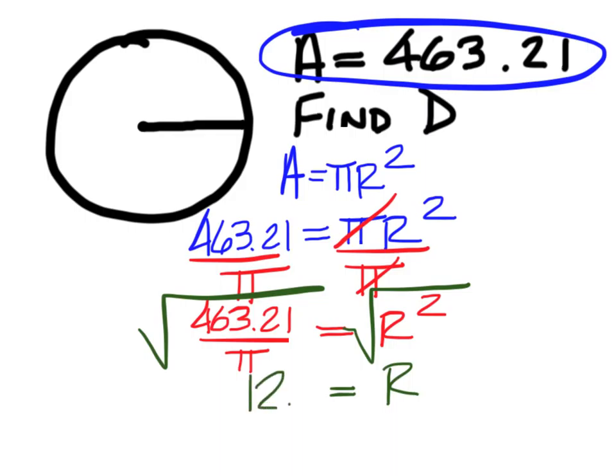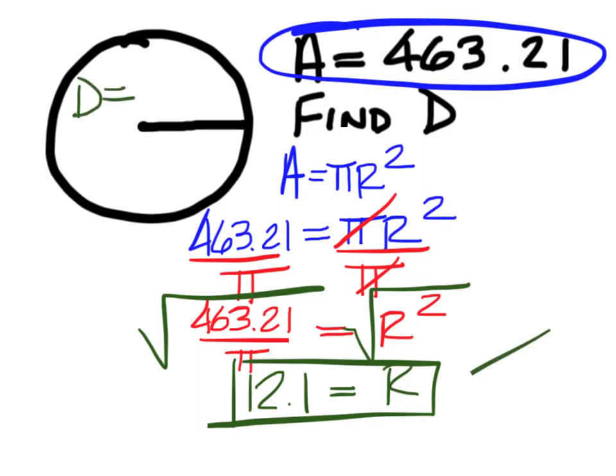12.1 rounded to the tenths place. That is not your final answer, though. What is the answer we're looking for? Double that. Double that to find the diameter. Yes, so diameter would end up being twice this. You want to have twice that, and that is 24.2 for your final answer.